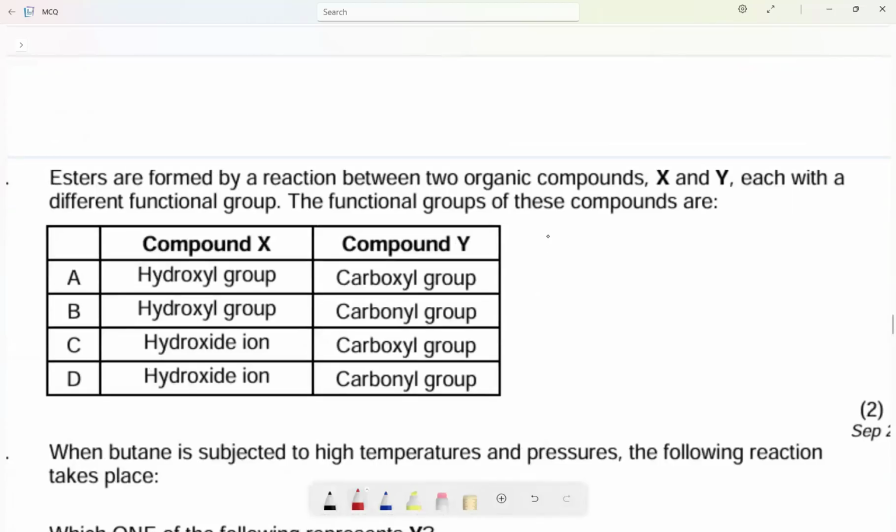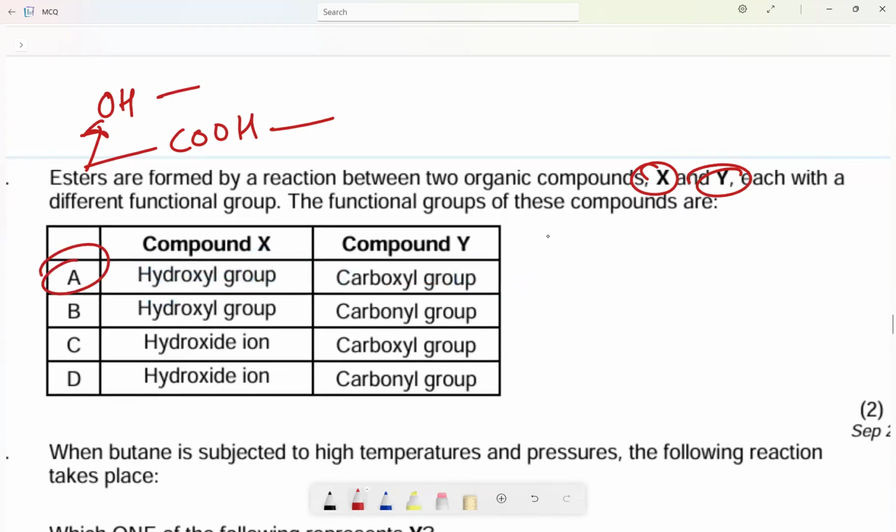Esters are formed by a reaction between two compounds, X and Y, each with a different functional group. Remember, an ester is formed between an alcohol and a carboxylic acid. So we need a hydroxyl group as well as a carboxyl group. Very, very good. Number A. This one is a carbonyl, wrong. This one, hydroxide ion, no. We do not deal with ions.